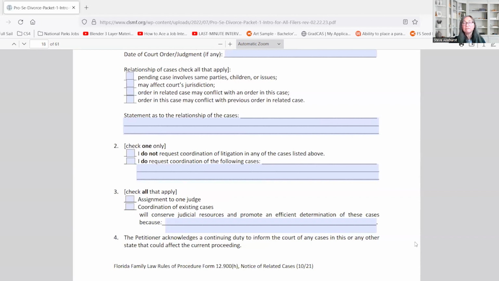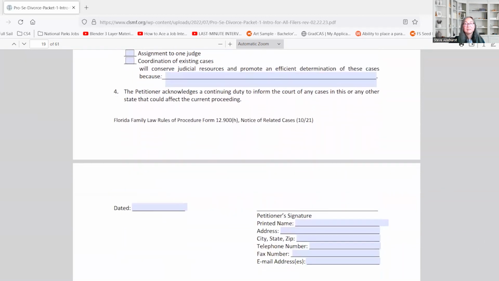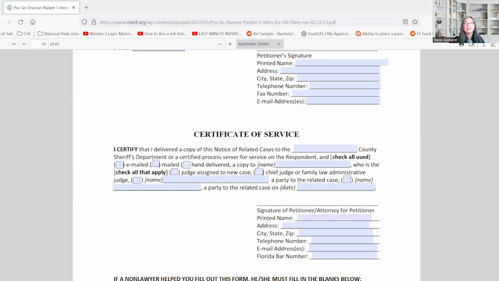And if you did have related cases, you could say you want coordination, meaning you want one judge to coordinate with the other judge. You could do that, or you could have it assigned to one judge. In a lot of courts, they're doing the unified family court where you have one judge hear all the cases involving the one family. So they might do it anyway, but it gives you an option whether you want to or not. And this one you have to sign and you could serve.